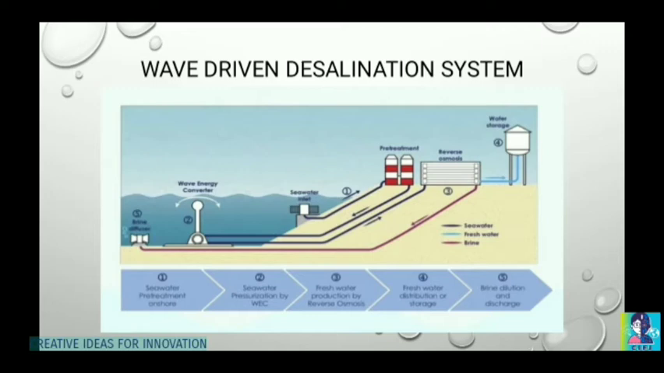Step 1. Seawater pretreatment on shore. Step 2. Seawater is pressurized by the wave energy converter setup to pressurize the water inlet of RO. Here no external power is needed. Step 3. Freshwater production by RO. Step 4. Freshwater distribution and storage. Step 5. Brine dilution, and discharge of the remaining water. This can reduce water scarcity in coastal areas.